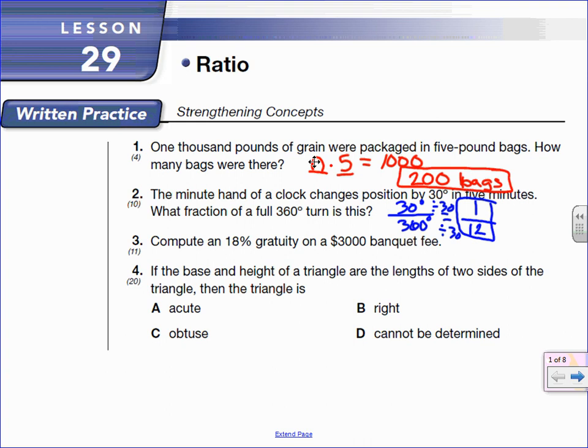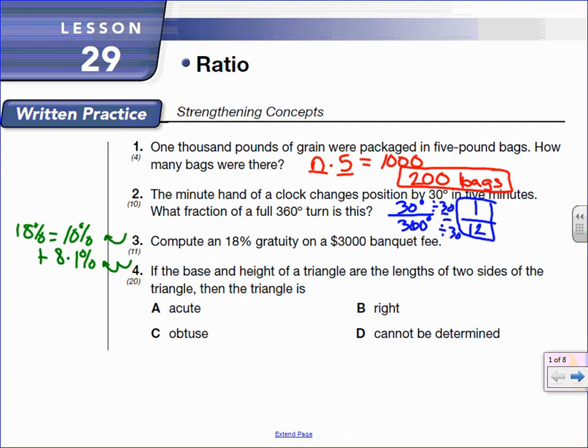Compute an 18% gratuity on a $3,000 banquet fee. So 18% is going to be 10% plus 8 times 1%. And it's easiest when you're calculating percents to deal with 10, 1, and 100%. To find 10%, we move the decimal place 1 place to the left, and to find 1%, we move the decimal place 2 places to the left.